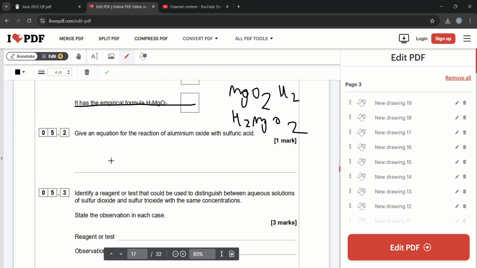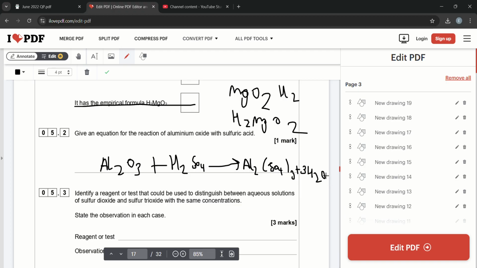Given the equation for the reaction of aluminium oxide, Al2O3 plus H2SO4 to form Al2(SO4)3 plus 3H2O. So already an equation, and there must be a 3 here, 3 sulfurs, 3 there. So Al2O3 plus 3H2SO4 to form Al2(SO4)3 plus 3H2O.